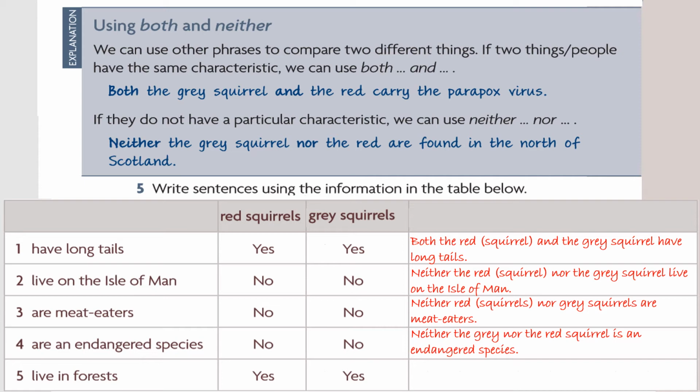Sentence number 5. Red squirrels, yes. Gray squirrels, yes. Meaning you have to write a positive sentence or an affirmative sentence using both. Both species of squirrel live in forests, or both red and gray squirrels live in forests. Let's move on to the next slide.